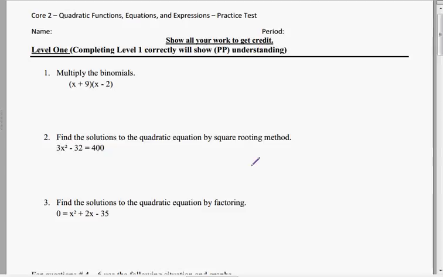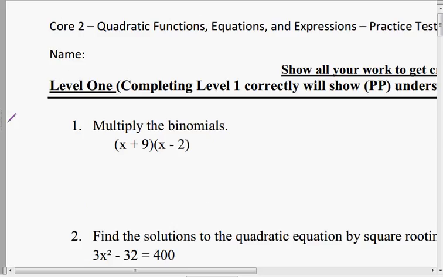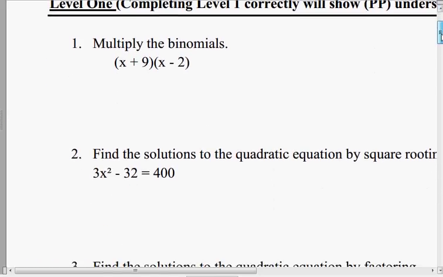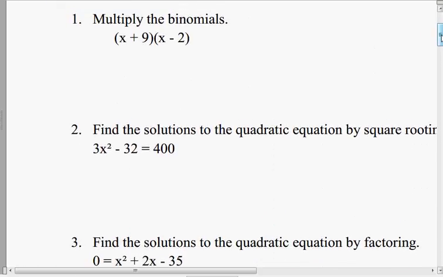All right? So first of all, question number 1 says, multiply the binomials. When we multiply the binomials, we either use FOIL or the area model. So take a quick minute on that, pause the video, see if you can multiply those two binomials. And you'll notice it's an expression, there's no equation, it's not an equal sign, so you just multiply.